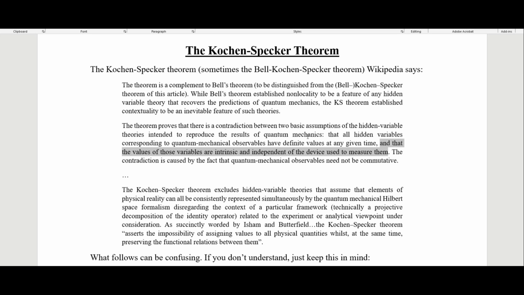And so it's saying that there's a contradiction between this quantum realism that says that these observables are telling us things about actual states of the quantum system, and not just actual states, but actual states that exist independent of the measurement actually being performed. So the contradiction is caused by the fact that quantum mechanical observables need not be commutative.